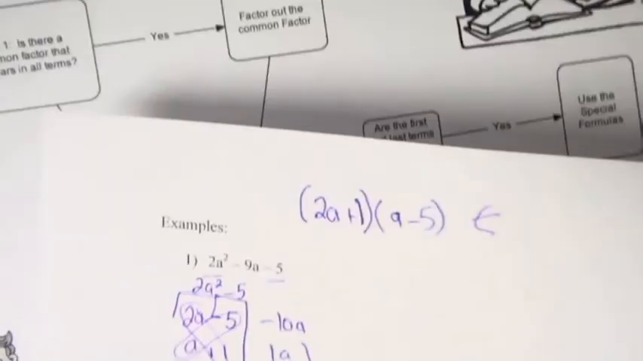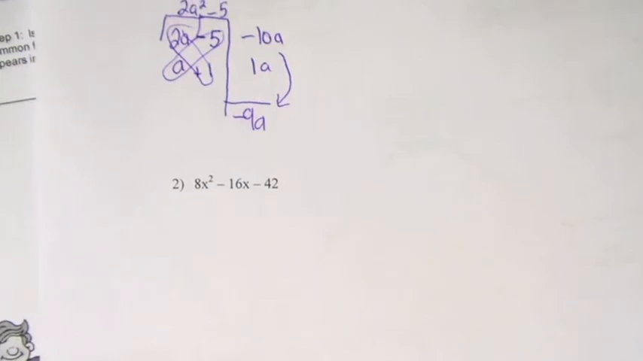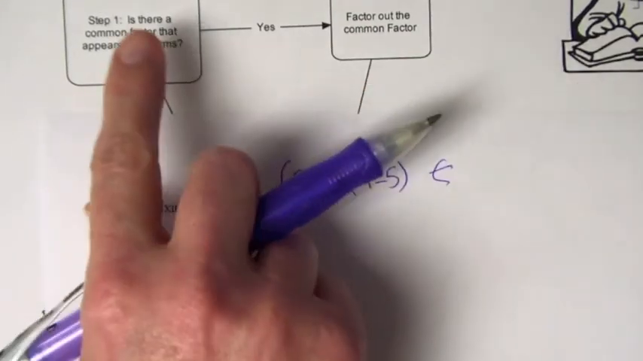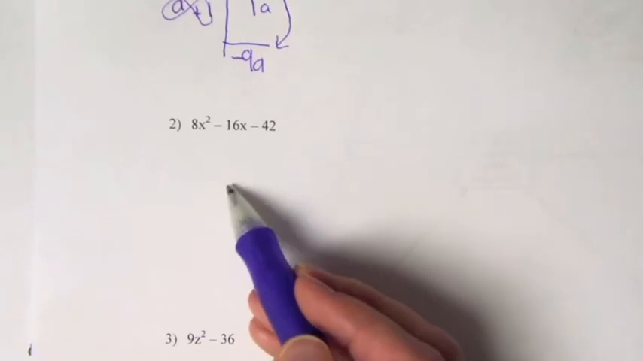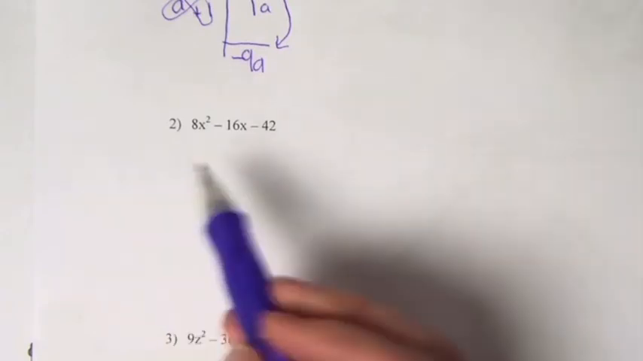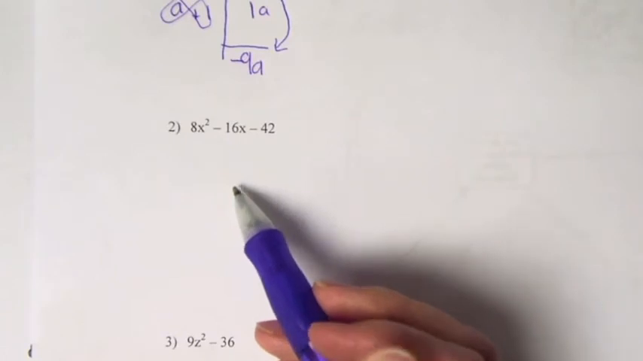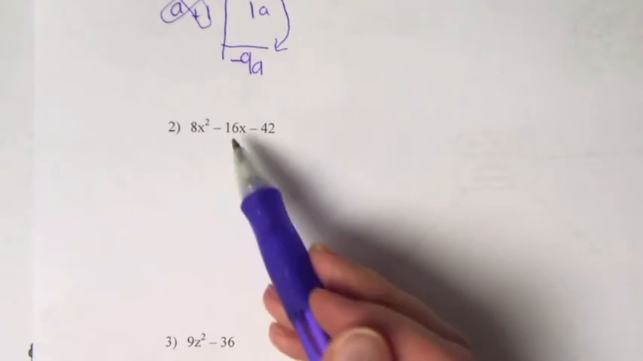Now let's look at number 2 here. Number 2 says 8x squared minus 16x minus 42. So again, we're going to look at our chart here. It says, is there a common factor that appears in all terms? We have 8, 16, and 42. The first thing that I recognize is that all 3 of these terms are even numbers. So I know that there is something that can be factored out in all 3 of these terms. You have to be very good about knowing your factors and knowing which factors are in all these bigger numbers to see if there's a common one. And there is in fact a common one.